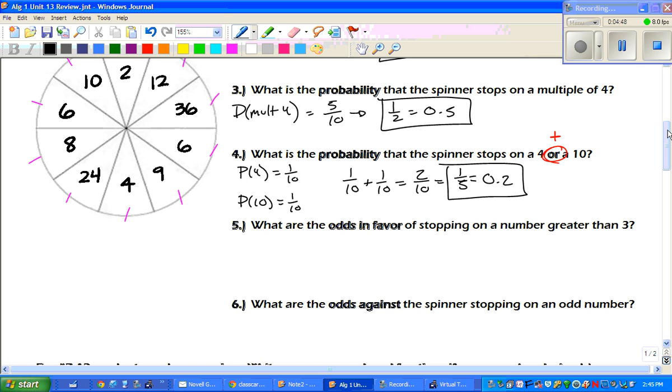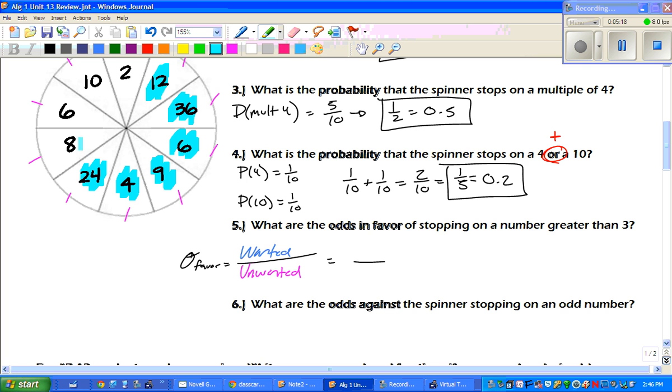All right, number 5, odds. What are the odds in favor of stopping on a number greater than 3? So just remember that in favor, we want the wanted on the top and the unwanted on the bottom. So a number greater than 3. Got 1, 2, 3, 4, 5, 6, 7, 8, 9. Oh, just 9. Okay. So I got 9, and there's only one number that's not, and you would write that as a phrase, 9 to 1.